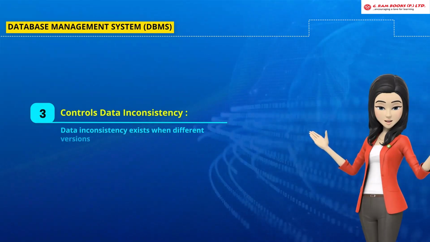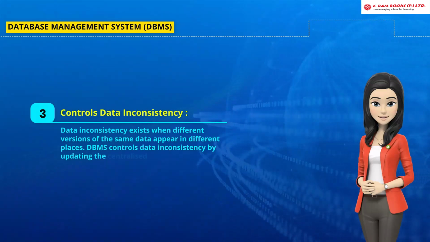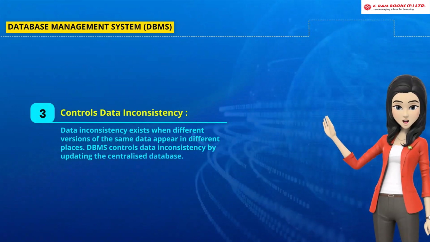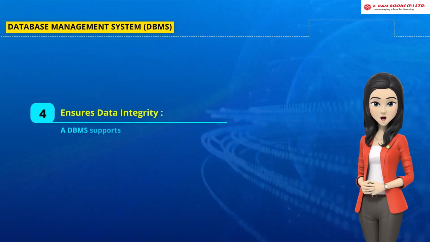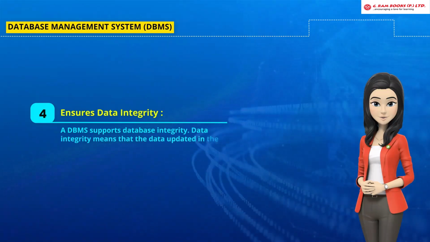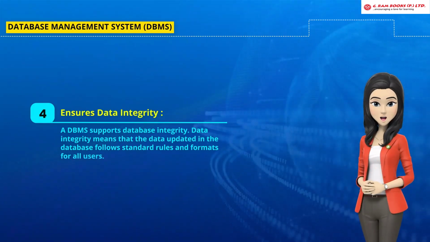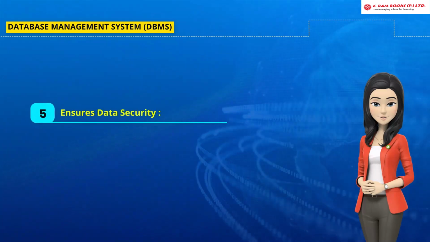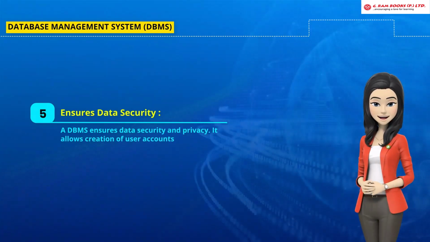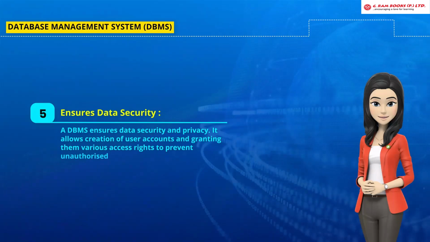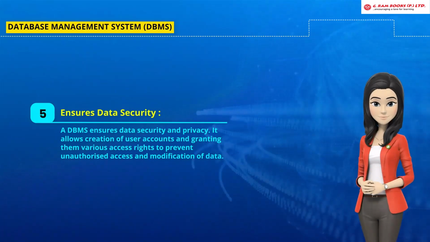3. Controls data inconsistency. Data inconsistency exists when different versions of the same data appear in different places. DBMS controls data inconsistency by updating the centralized database. 4. Ensures data integrity. A DBMS supports database integrity. Data integrity means that the data updated in the database follows standard rules and formats for all users. 5. Ensures data security. A DBMS ensures data security and privacy. It allows creation of user accounts and granting them various access rights to prevent unauthorized access and modification of data.